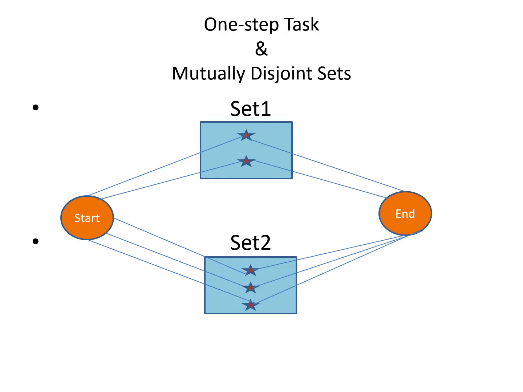Diagrammatically, we can understand like this, that this is a one step task and the sets are mutually disjoint. We can start, and when we are starting we can move to set 1 and we can end the task. Similarly, we can move to set 2 and we can end the task. Set 1 is not at all dependent on set 2. So these are mutually disjoint sets, and moreover we can say that these are independent sets.